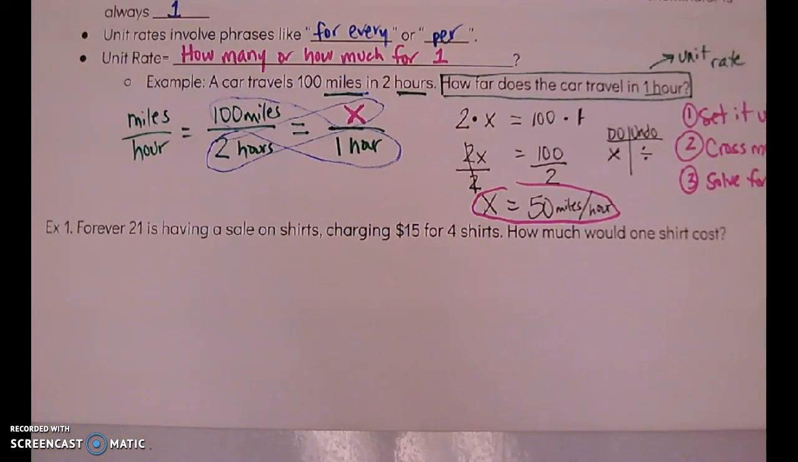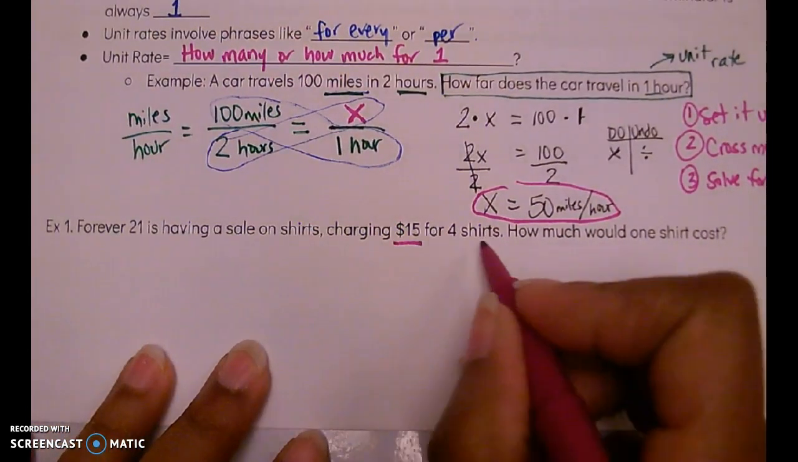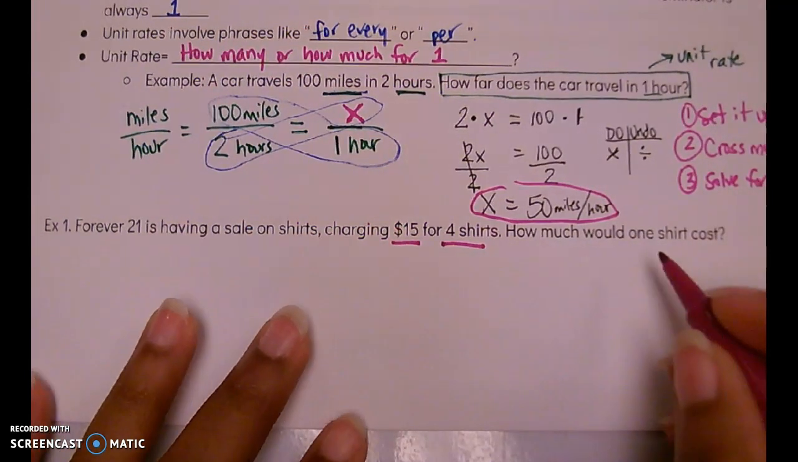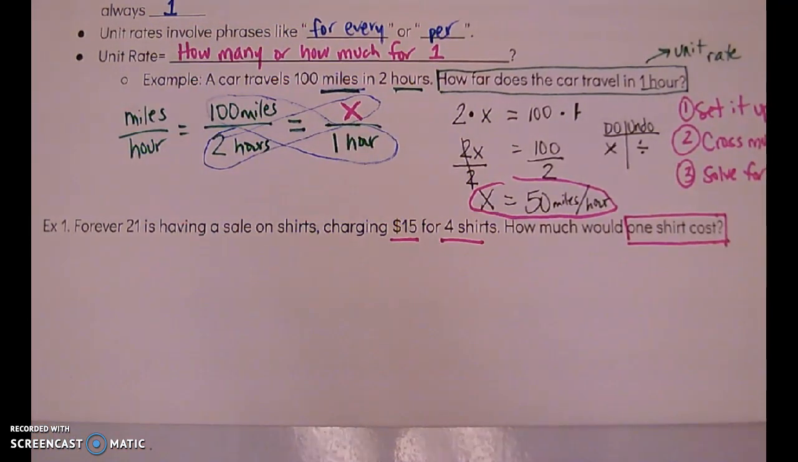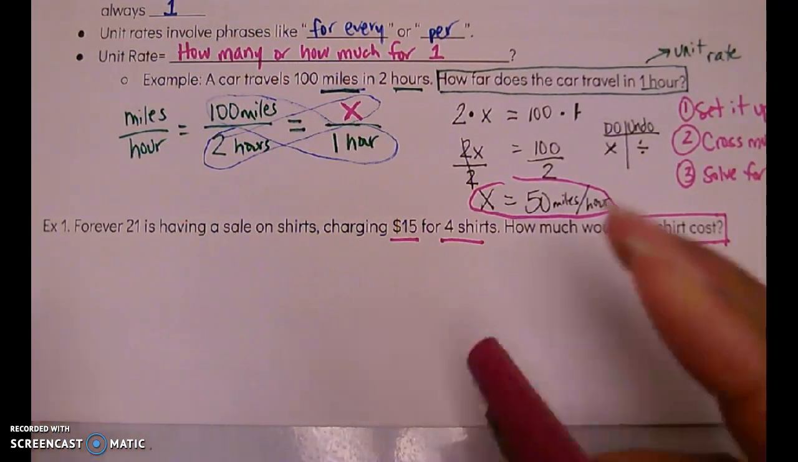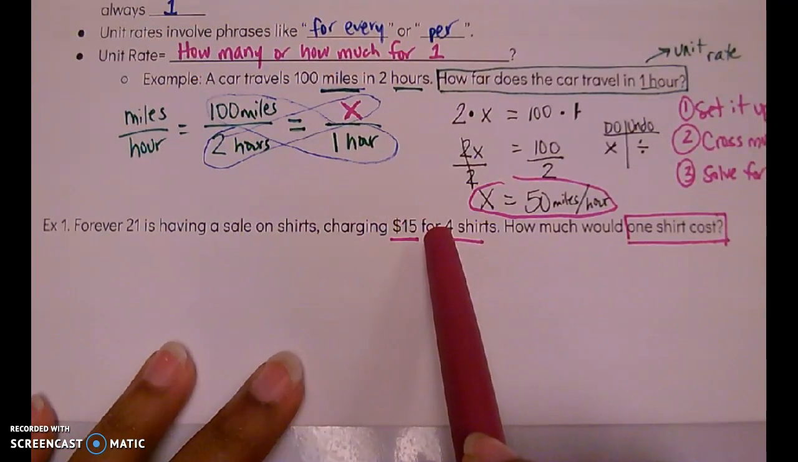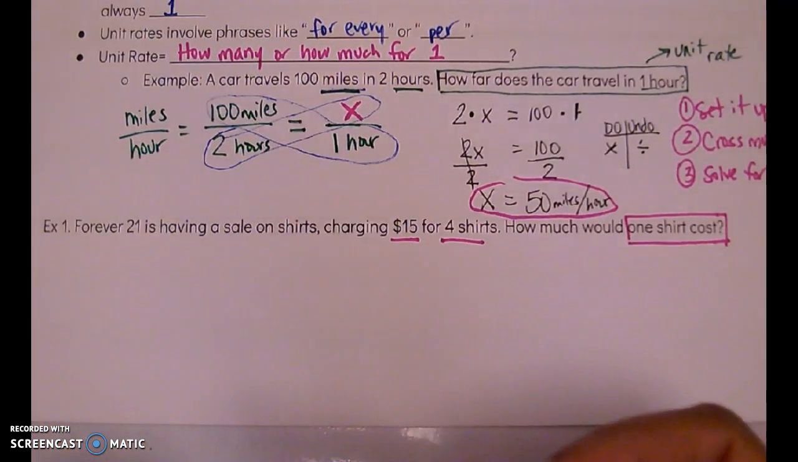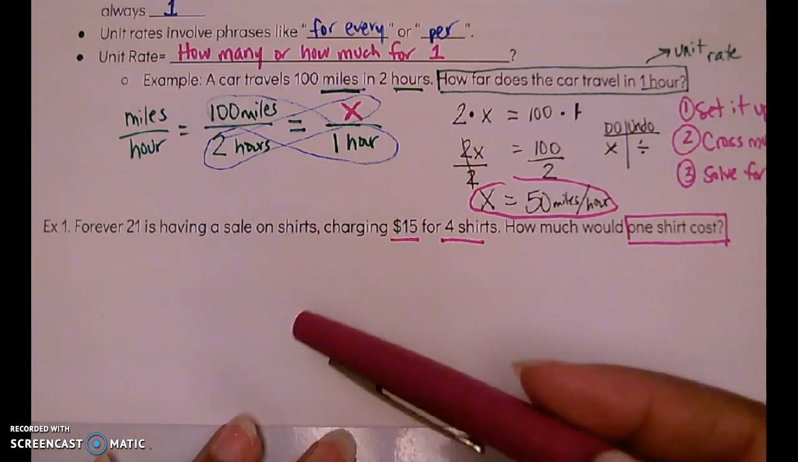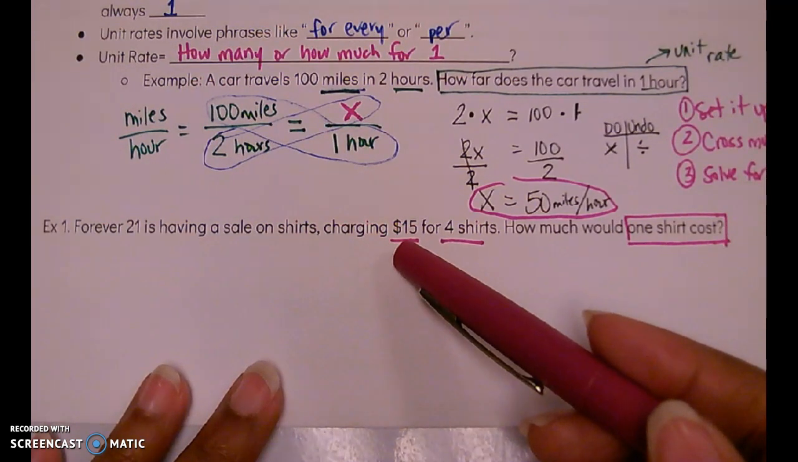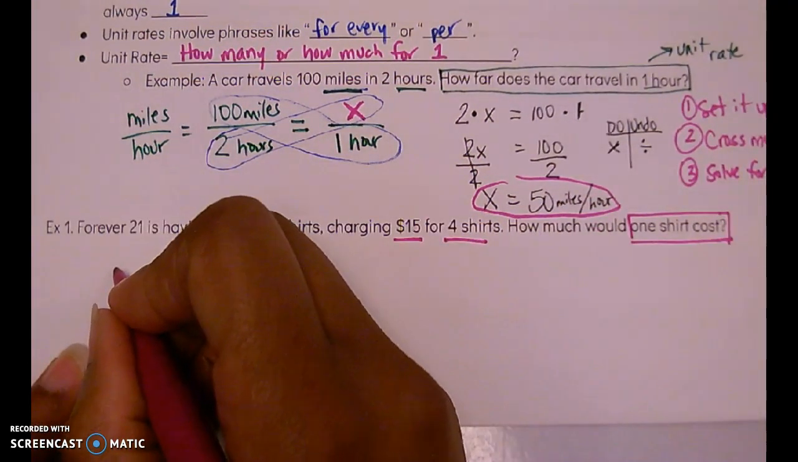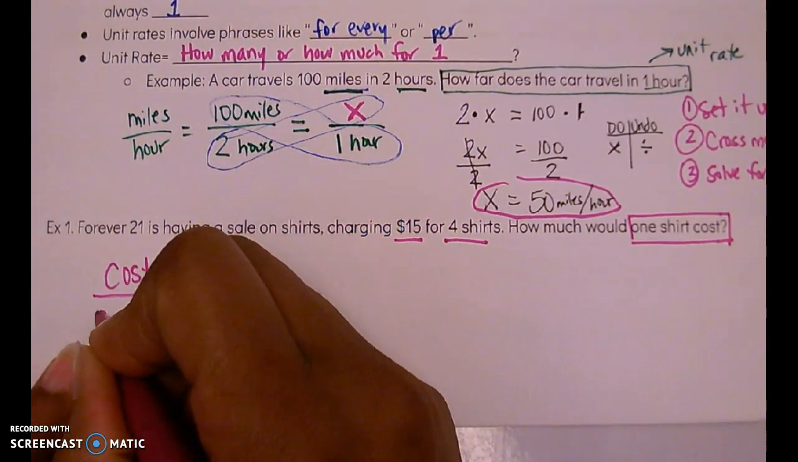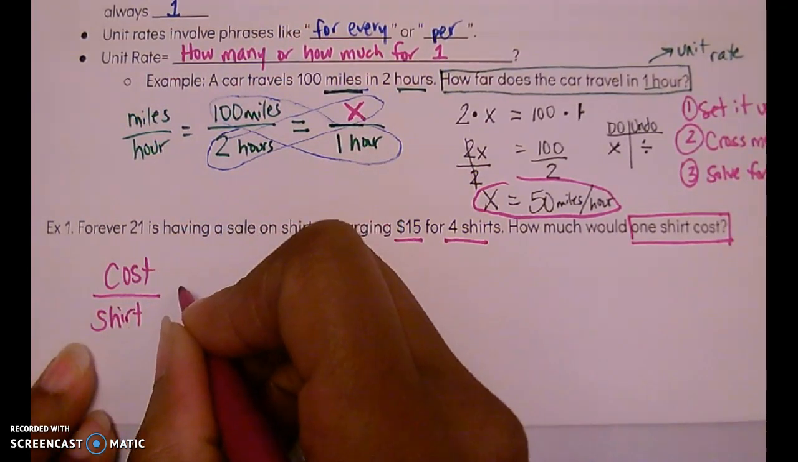Forever 21 is having a sale on shirts, charging $15 for 4 shirts. How much would 1 shirt cost? What's the cost of 1 shirt? Okay? Now, I don't actually see the word cost per se in the beginning of this problem, but when I set my words up, I have to understand the situation. So, they're having a sale, and I'm going to be comparing the cost to the amount of shirts. So, the words that I'm going to write are going to be cost per shirt. Okay?